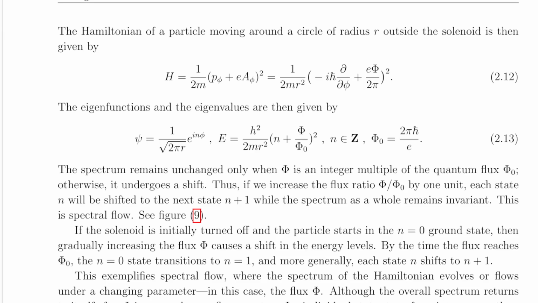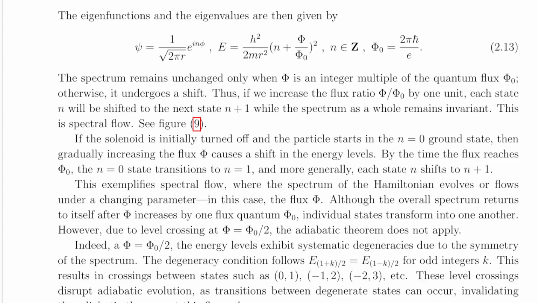If phi is an exact multiple of a fundamental quantum of flux, called phi naught, then the spectrum looks the same as if there were no magnetic field at all. But if phi changes by 1 quantum, each state shifts, n becomes n plus 1, while the overall spectrum stays unchanged. This phenomenon is called spectral flow.